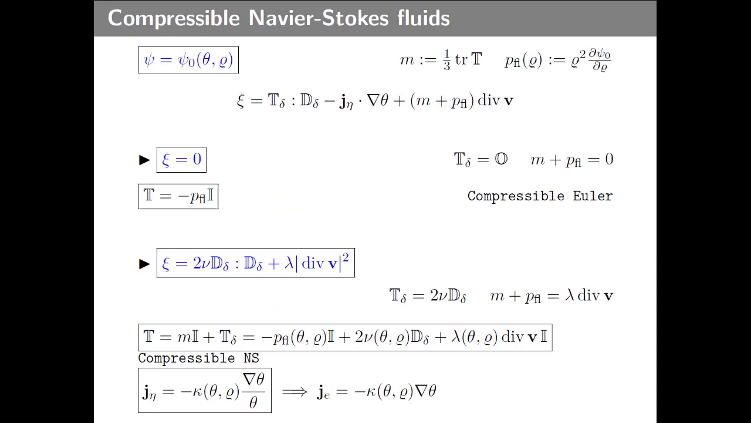Here's an example, just to be a little bit specific. If psi is a function of temperature and rho, so in this moment I have only m equal to 1, and this y1 is the density. I insert it there, and I get the following relation, and now I see that xi would be 0 if Tv is 0, J eta is 0, and M is equal to minus the thermodynamical pressure, which corresponds to compressible Euler. If I require that I have this linear relation, I will get the quadratic terms, so I will get the compressible Navier-Stokes equation. And with these relations I will get the compressible Navier-Stokes-Fourier equation. Okay, so this was just an example.